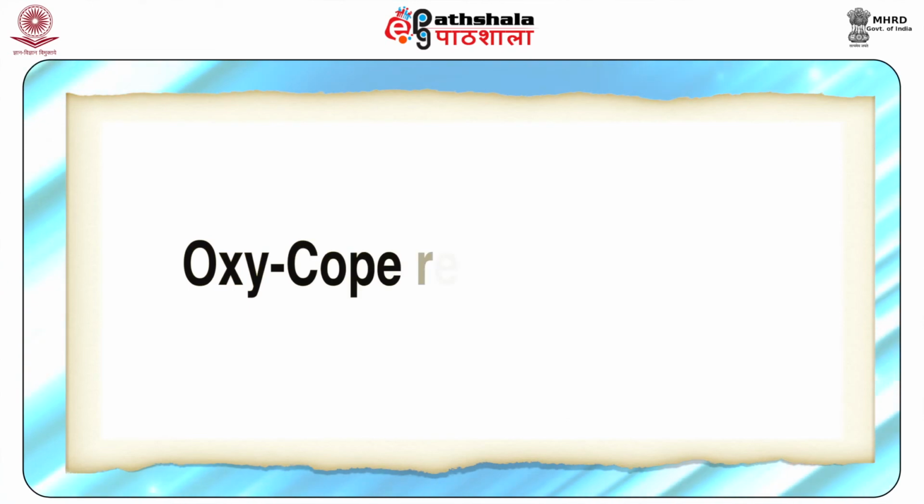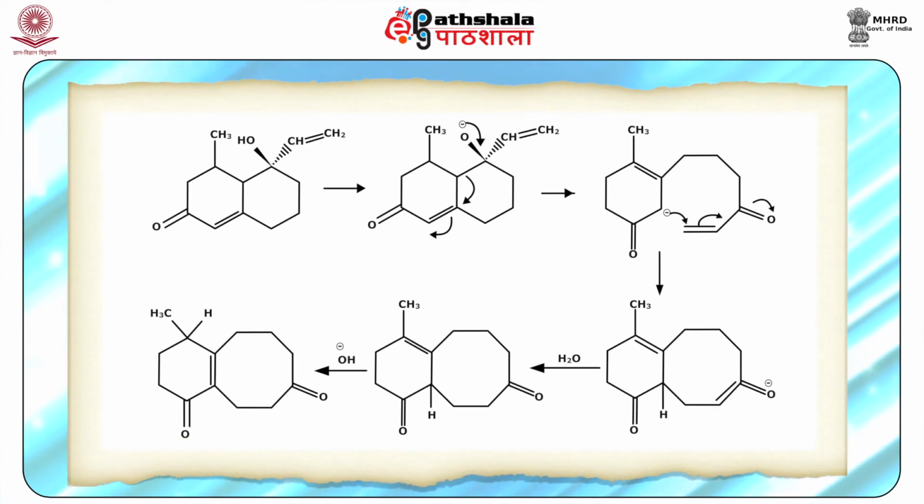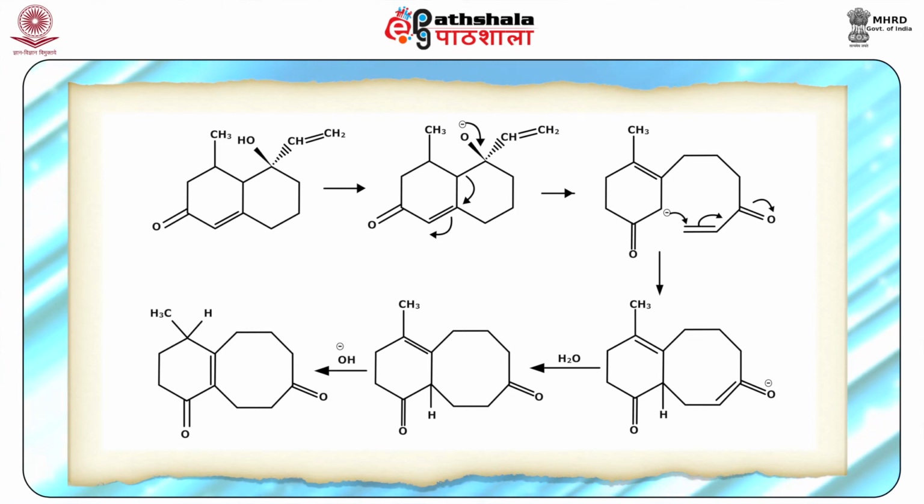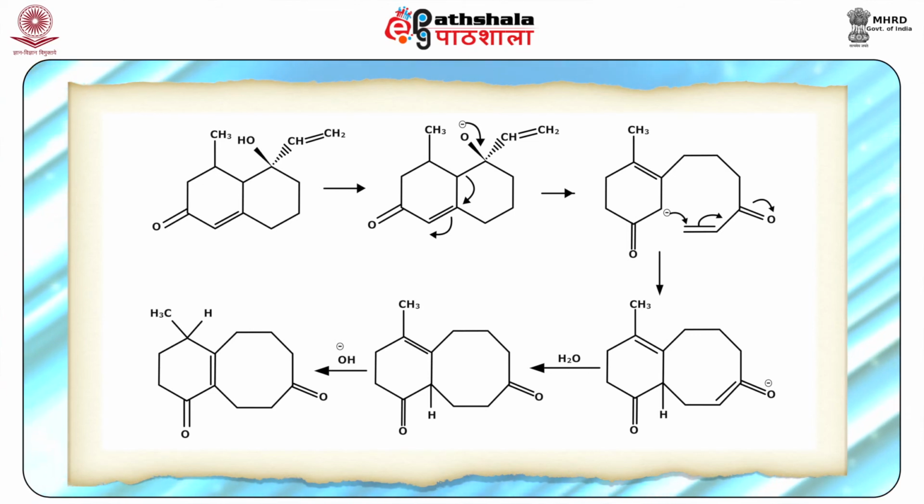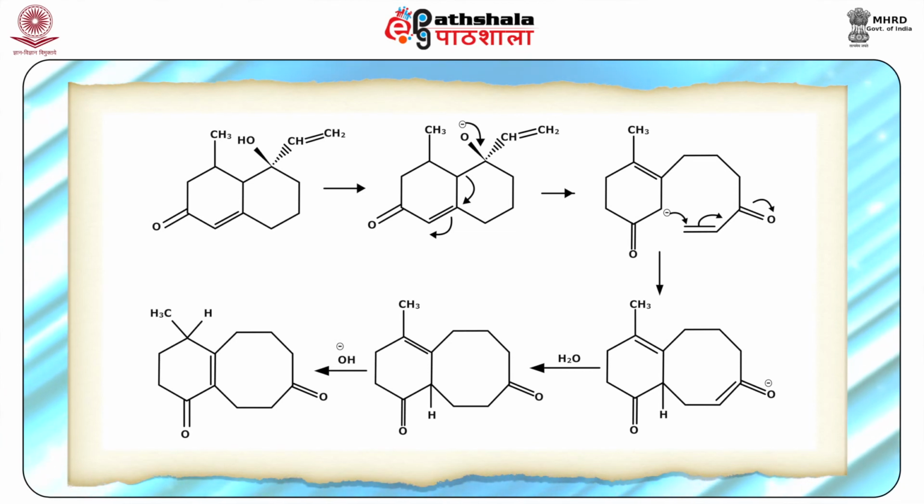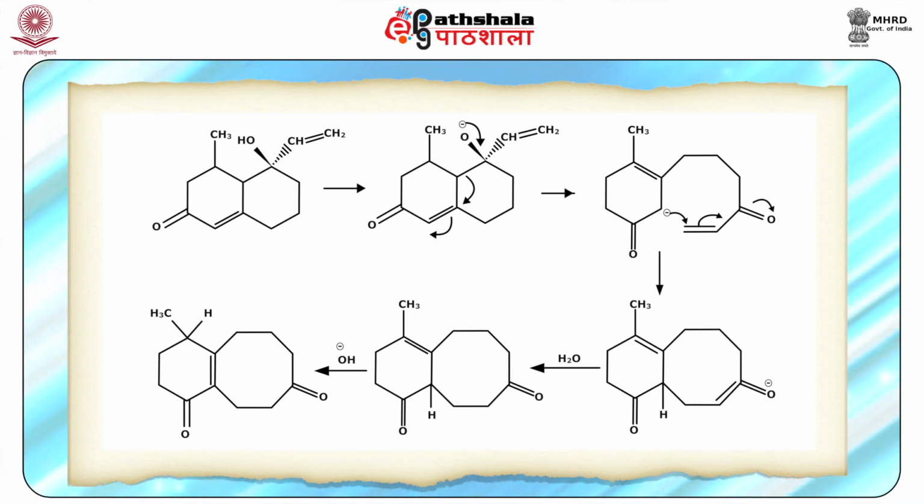Next, let us talk about the Oxy-Cope rearrangement. The Oxy-Cope rearrangement involves allyl vinyl carbinols. These rearrangements also proceed via a cyclic chair conformation. In the first stage, enol derivatives of aldehydes or ketones are obtained, which are unstable. Therefore, they undergo rearrangement immediately and give the corresponding carbonyl compounds.